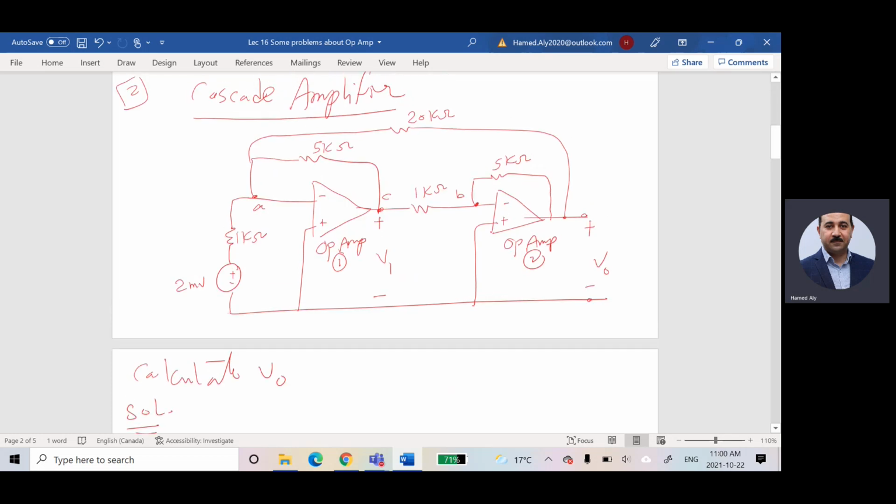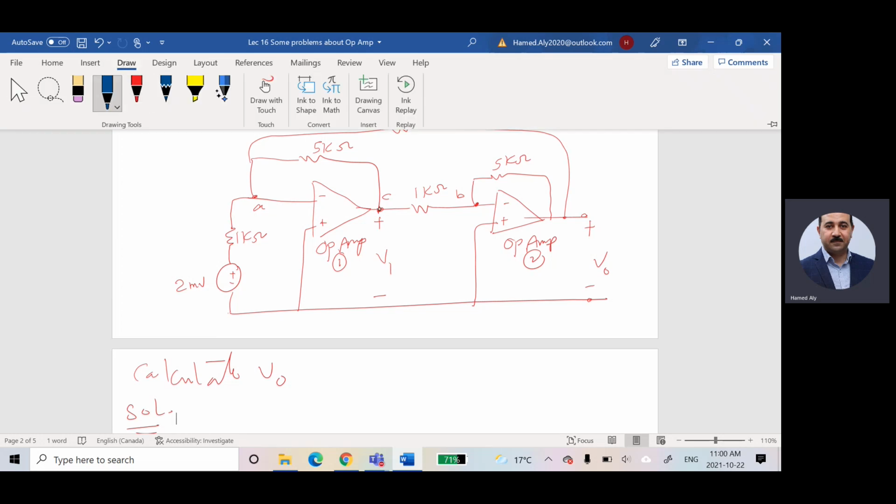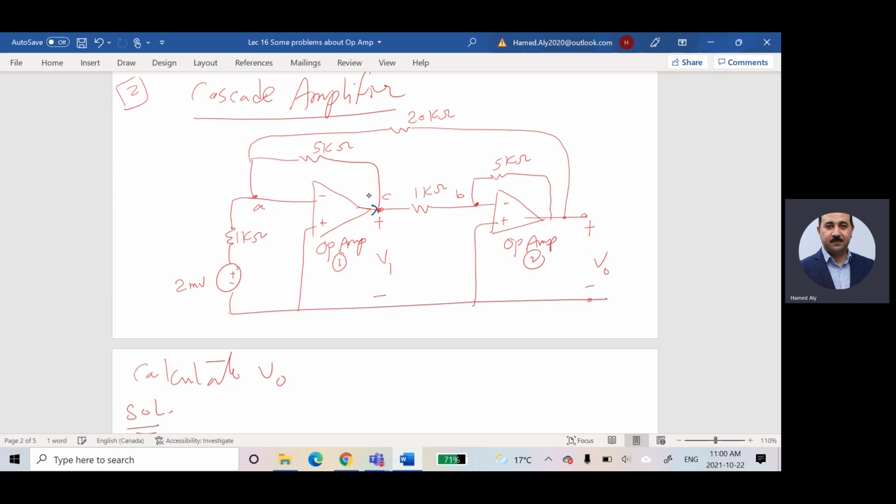For calculating VO, the first step to deal with that type of operational amplifier circuit, and imagine, for example, I would like to calculate a specific current here, for example this current, which is IO. I'm trying to give you any problem related to that circuit. So the first step for solving such a problem is to define VP, VN, IP, IN for each operational amplifier.